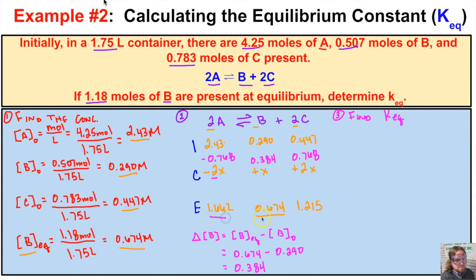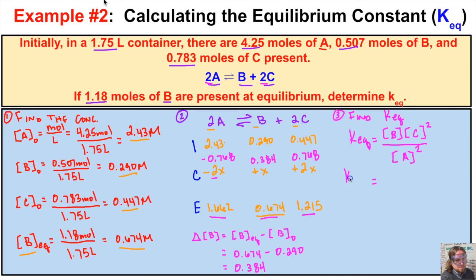Now that we know the equilibrium concentrations, we can plug them into the equilibrium expression. So the equilibrium expression here is going to be equal to, remember, when we write equilibrium expressions, it's the products over the reactants. So the concentration of B raised to the first power, since there's a coefficient of 1, times the concentration of C raised to the second power, since there's a coefficient of 2 here. And we're going to divide this by the concentration of A, our reactant, and we're going to square that since there's a 2 as a coefficient in front of it.